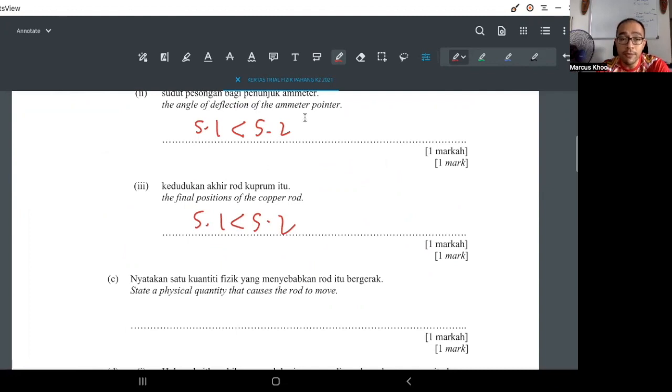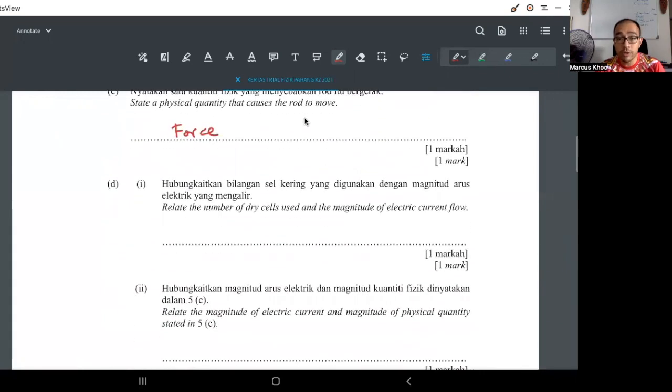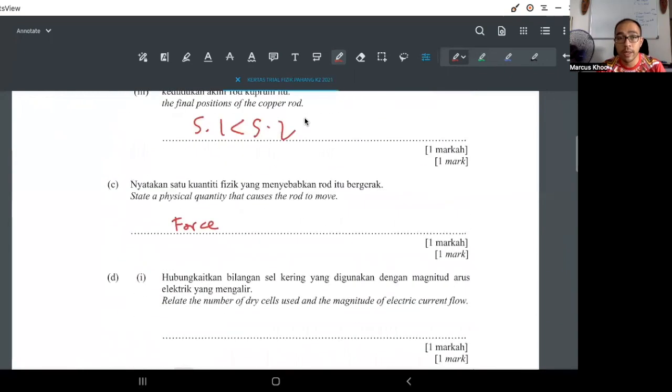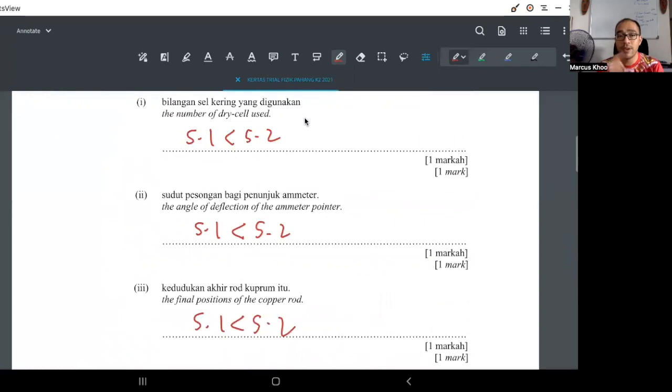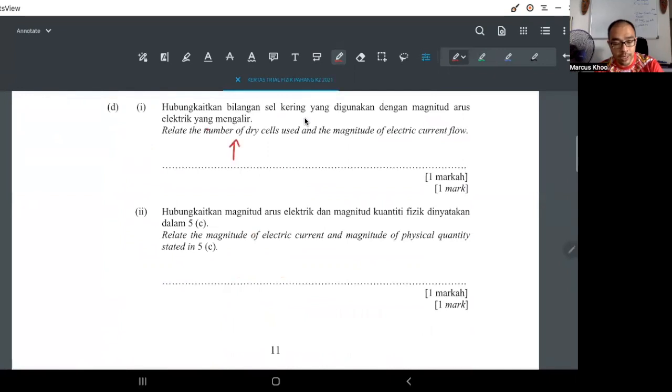Name a physical quantity that causes the rod to move. Actually, if you just say force, I think it's good enough. Of course you can say force due to interaction between two magnetic fields, but I think force is enough. Now relate the number of dry cells to the magnitude of the current flow. Since everything else is the same, you know that the bigger the number of dry cells, the bigger the magnitude of electric current flow.